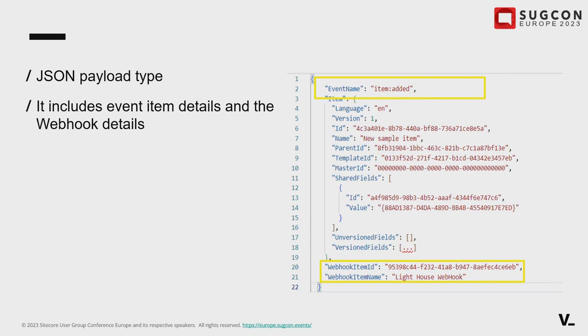Here I have attached a sample XM Cloud payload of type JSON. You can notice that it has an event name. The event name means that by this item added event, this webhook was triggered. Along with that, it has some item information, and it also has a webhook item ID and the webhook item name.